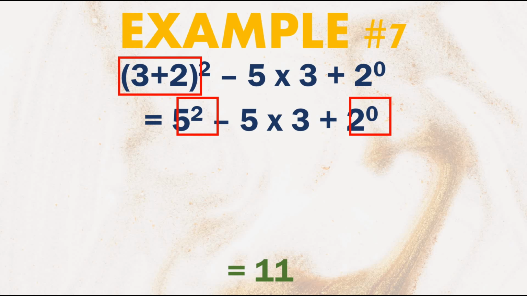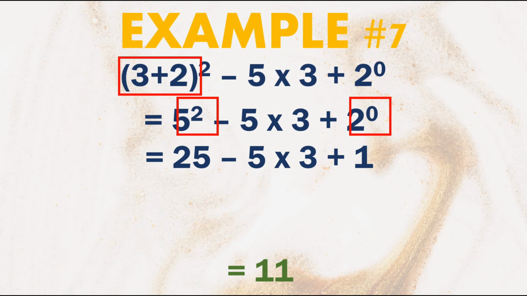So we have 5 squared, we have 25, and then 2 raised to 0. If you review our laws of exponents, if you still remember, any unit or number or variable or letter raised to 0, the answer is 1. Okay, so 2 raised to 0 is 1. So we have 25 minus 5 times 3 plus 1.